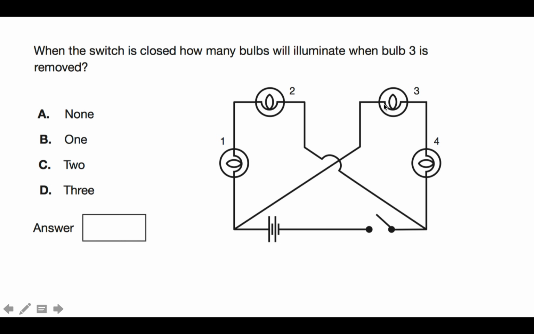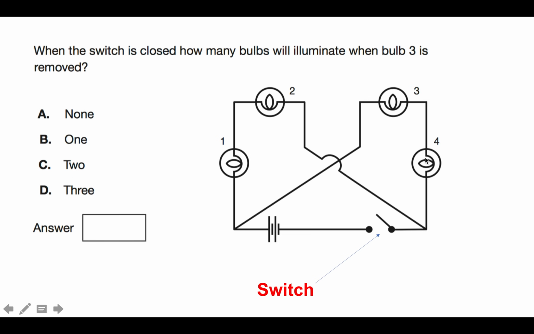So they're going to take out bulb 3, but it says here when the switch is closed. So the switch is open at the minute, which means none of the bulbs will be illuminated. So that's the switch. So when it's closed and that comes down and makes the circuit, 3 will be gone. So how many of the bulbs will illuminate?